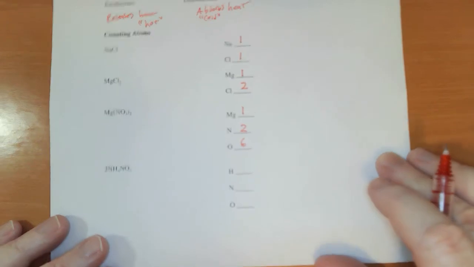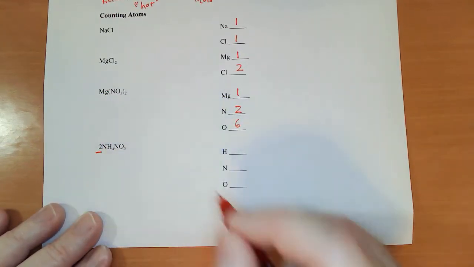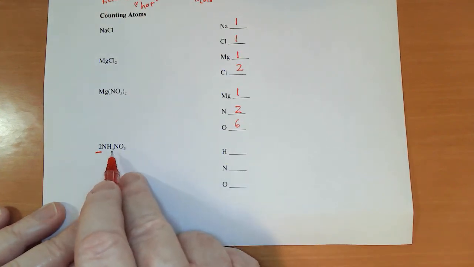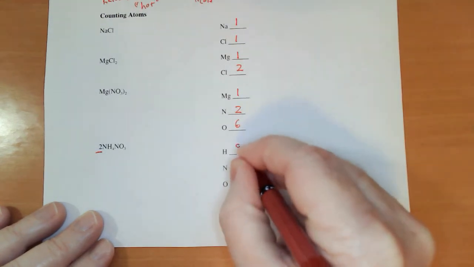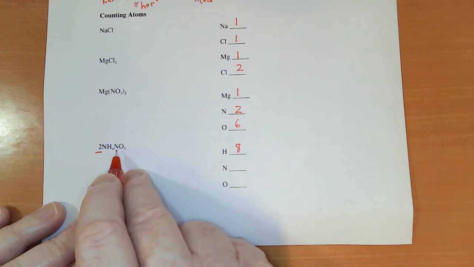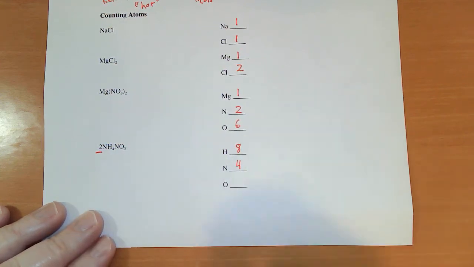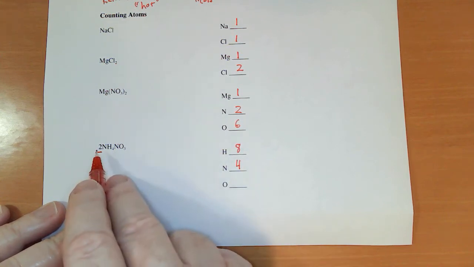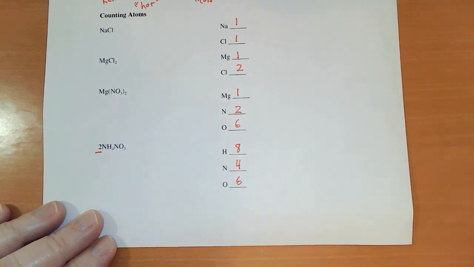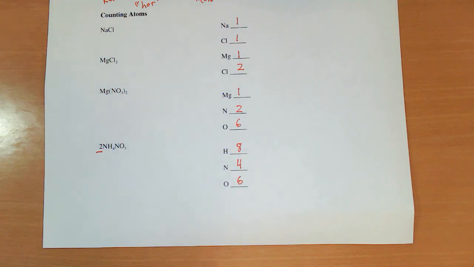Okay? When I do balance chemical equations, there will often be a coefficient out front. Okay, so 2 times 4 makes 8 hydrogens. There's a nitrogen here and a nitrogen here, so that's 2 of them. And it's multiplied by 2, so I have 4. And then 2 times 3 is 6 oxygens. And that's how we count the atoms.